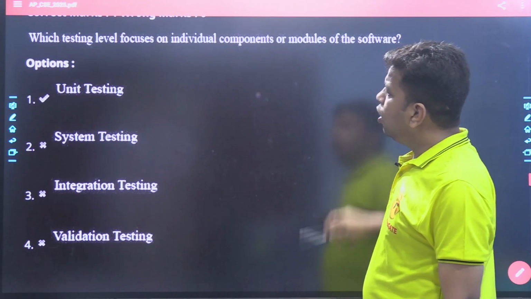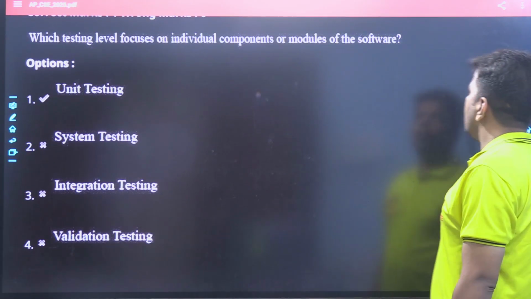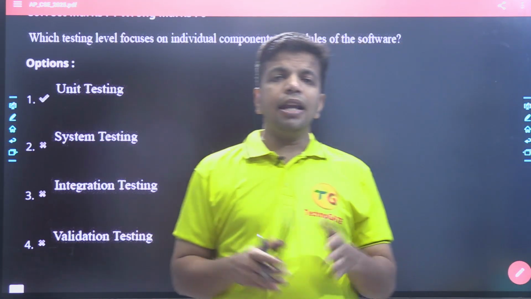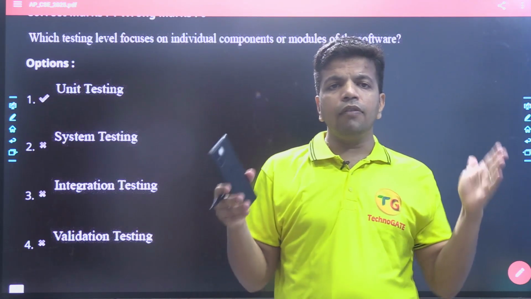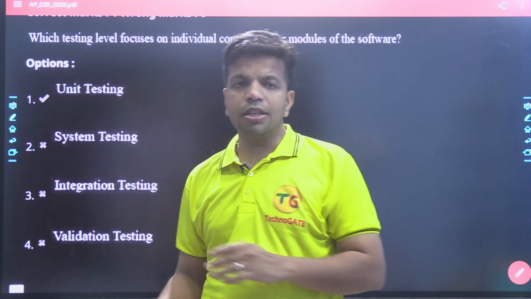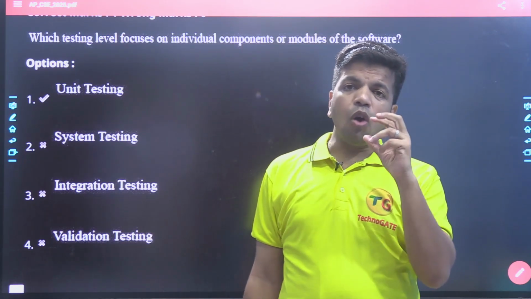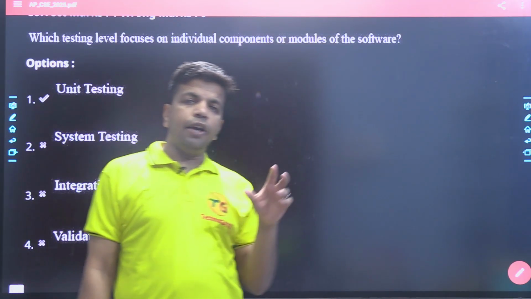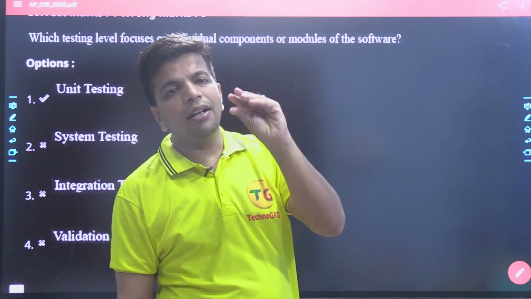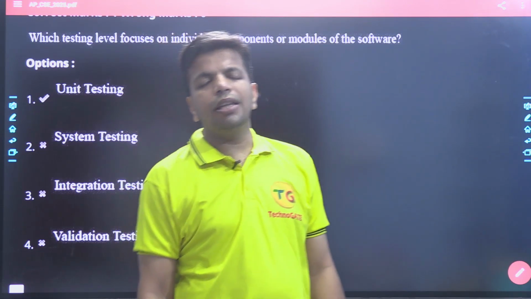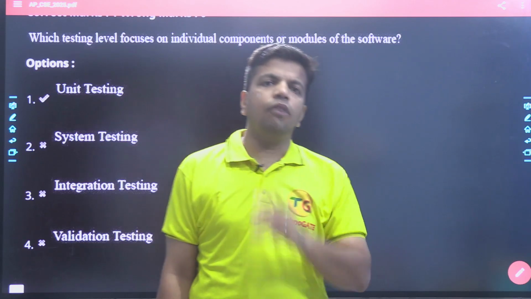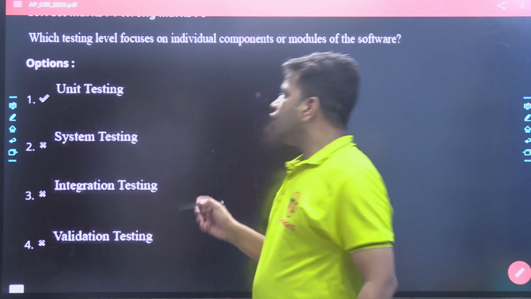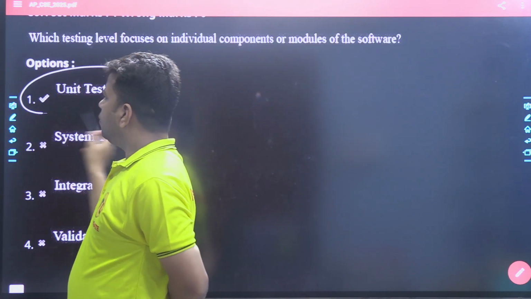Let's see. Which testing level focuses on an individual component or module of the software? Software is a big thing. We divide that software into a number of modules, and we perform a test on a specific module. Such type of testing is called unit testing. So if you are testing a small part of the software, a piece of code, or a specific module, that testing is called unit testing. So we can go with the first answer.